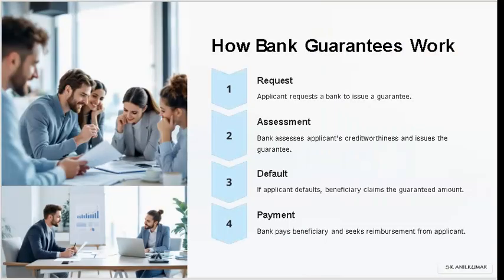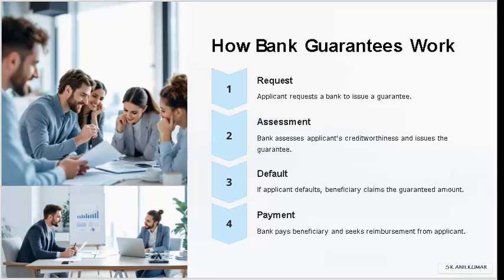Okay, how does the guarantee work? The process is that the applicant, or a buyer, requests the bank to issue a guarantee. Sometimes the seller also requests a bank guarantee. The bank assesses the applicant's creditworthiness as usual, and issues the guarantee to the beneficiary. It also looks at who the beneficiary is, whether there is room for wrongful claim.